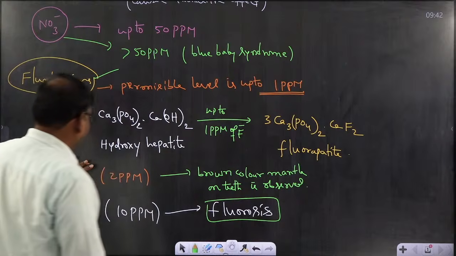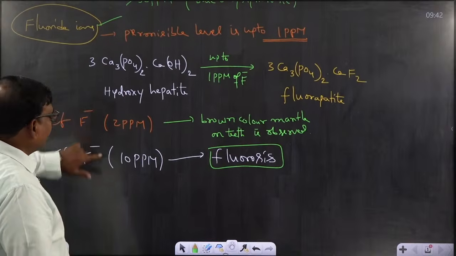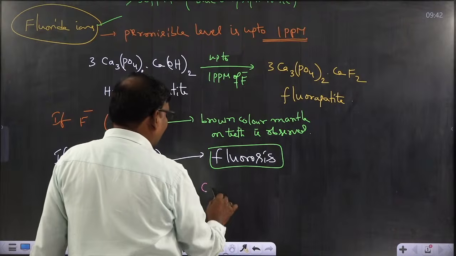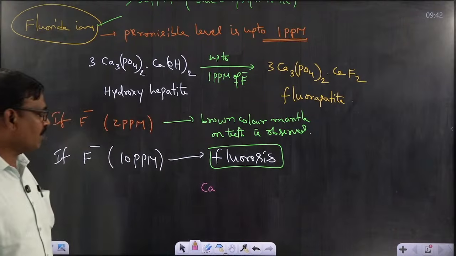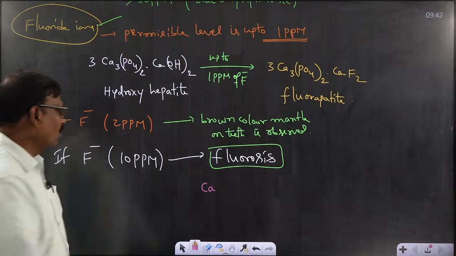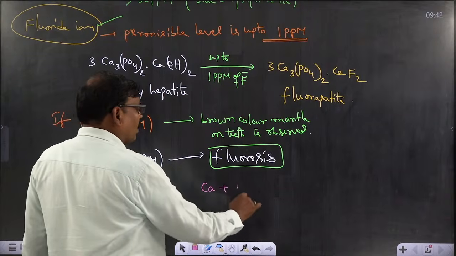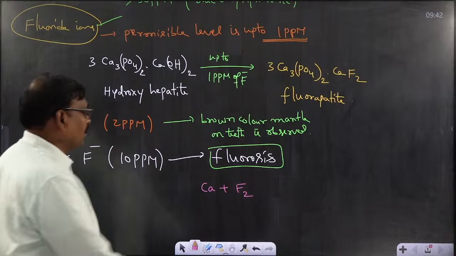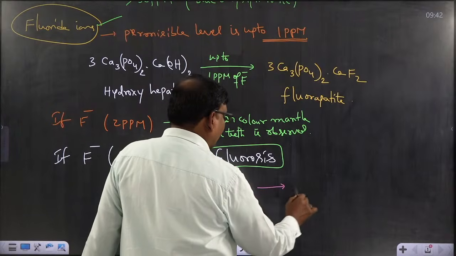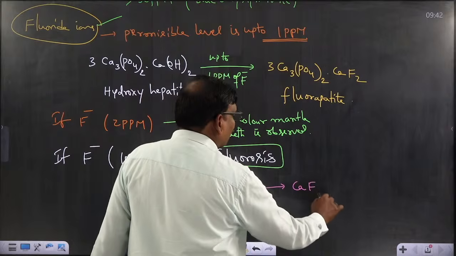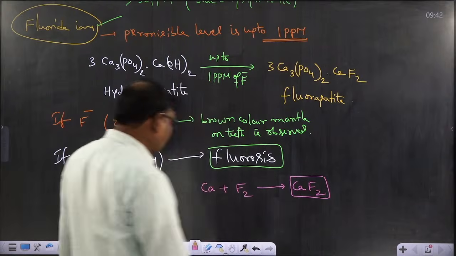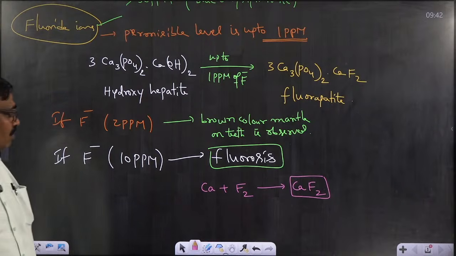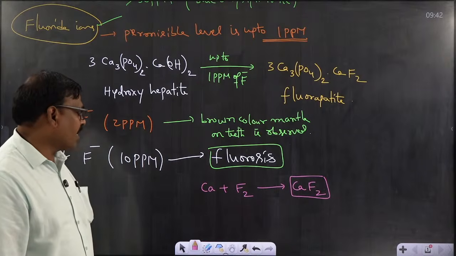So what happens here? The excess fluorine will combine with calcium. The human body contains calcium in the form of bones and teeth. Due to the excess fluorine, whenever its concentration reaches 10 ppm or more, the bones directly react with fluorine and form calcium fluoride. That's why the strength of calcium in the bones decreases, so the bones become bent and cause severe pain.